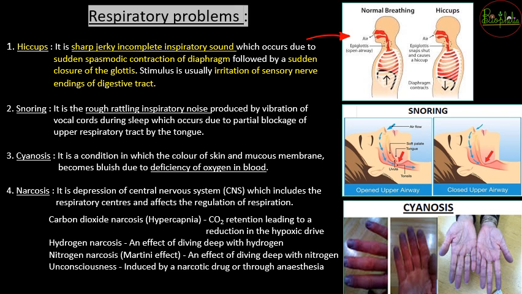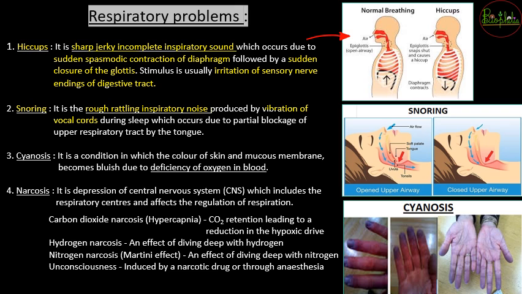Now, second discussion point is snoring. Or snoring is nothing but खराटे लेना. But खराटे लेना को how can we define it? It is a rough rattling inspiratory sound. Okay. Now this noise is produced because of the vocal cords. Vocal cords की vibrations की वजह से this noise is produced.